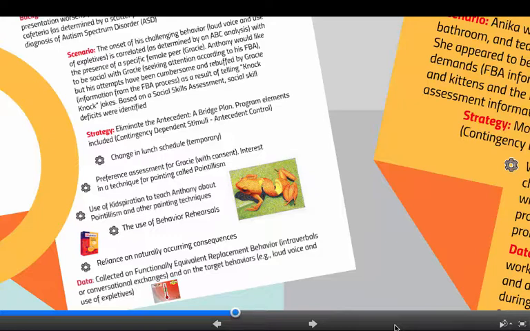As a result of preference assessment, we learned a lot of things about Gracie with her consent. We found out about her interest in pointillism. We then took that information and used software called Kidspiration to teach Anthony all about pointillism. We did rehearsals, referred to as behavior rehearsals, and we relied on the naturally occurring consequences. Success story, all as a result of antecedent interventions that we put in place.